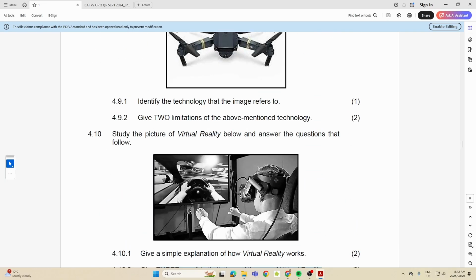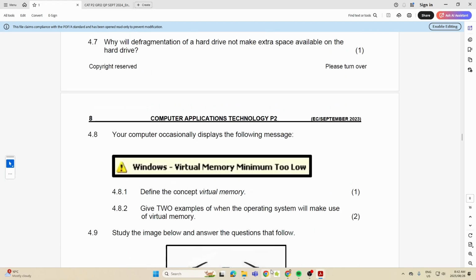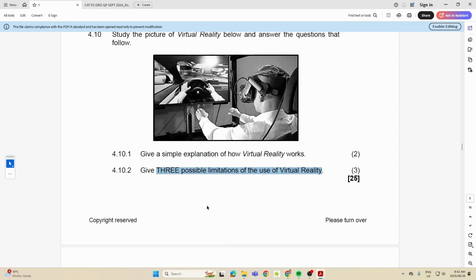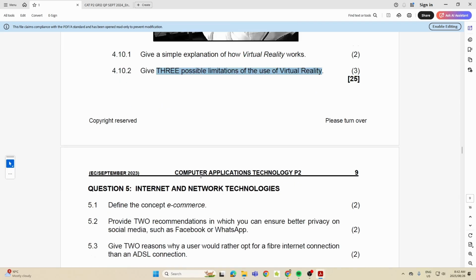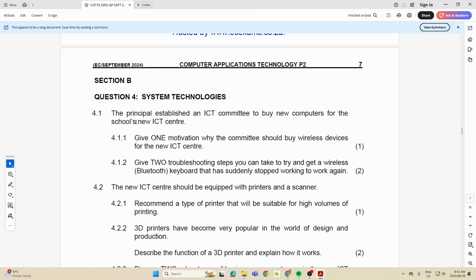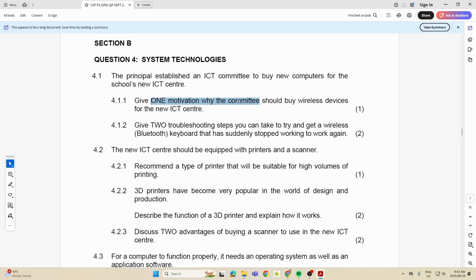Okay, so I hope you can see now what sort of questions are going to come up in system technologies. We can have VR, we can have AR, we can have drone technology, we can have hardware, software, all of those things. Have a look at this one. The principal has established an ICT committee to buy new computers for the school's new ICT center. Why should you buy wireless devices for the new center? So do you see that? Wired versus wireless. Okay, we know wireless is going to enable freedom of movement and easy connectivity.